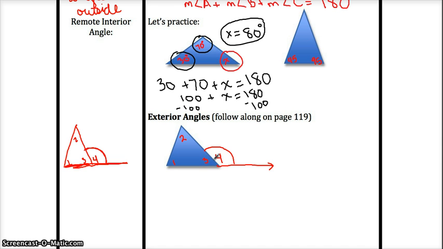That was step A. So step B says the triangle sum theorem states that the measure of angle 1 plus the measure of angle 2 plus the measure of angle 3 equals 180. So I'm just going to say that 1 plus 2 plus 3 equals 180.